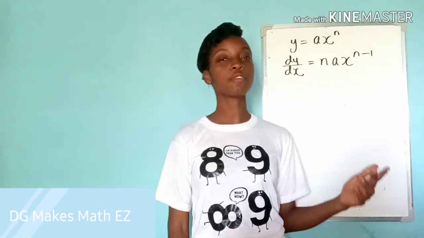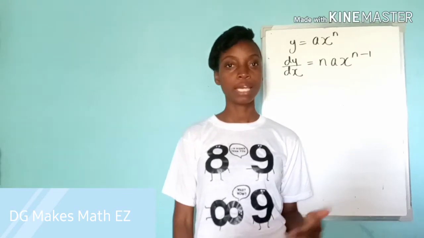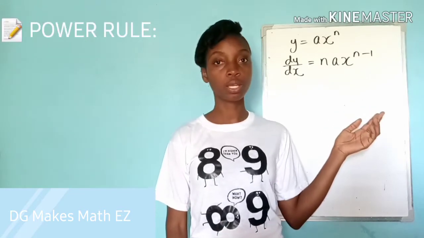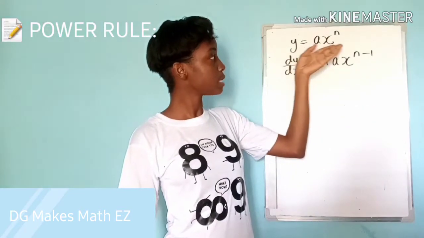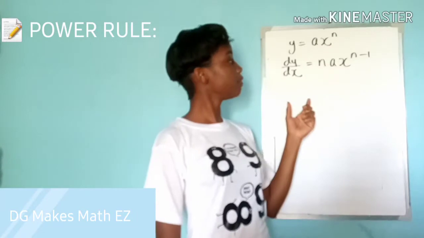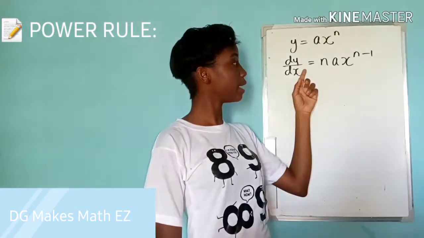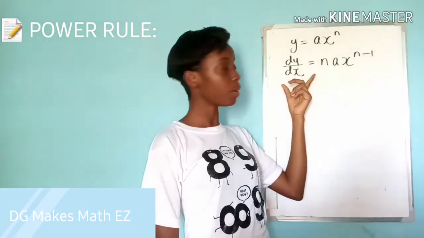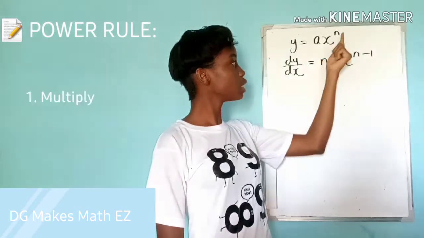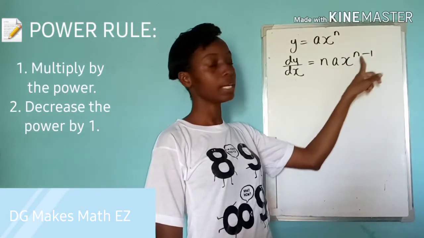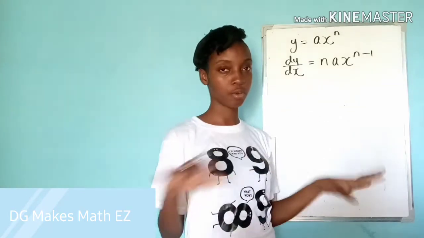Now, one of the main rules of differentiation we must know is this one called the power rule, where if we are given y as this expression, then to get the derivative or the differential of y, as we term dy by dx, we are going to multiply by the original power and decrease the power by 1. So ensure you know this rule.